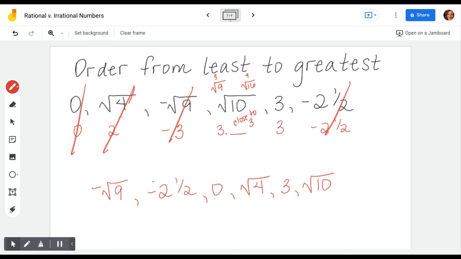You can do the same thing if they're negative numbers. Just remember, like if they're all negative, just remember negatives count backwards.